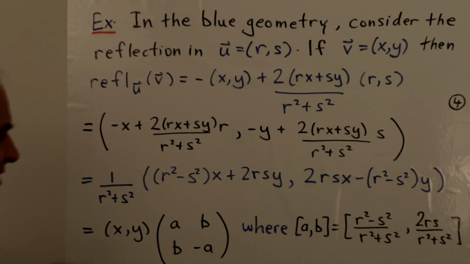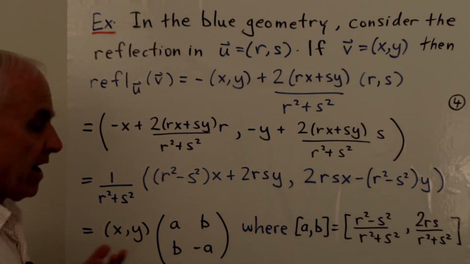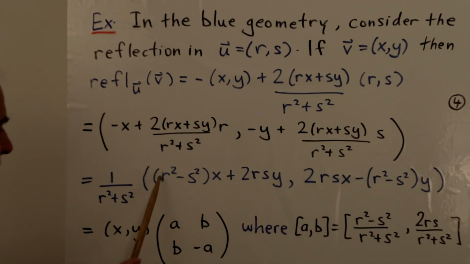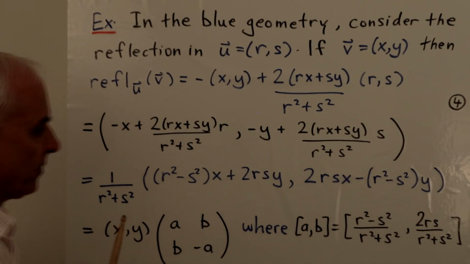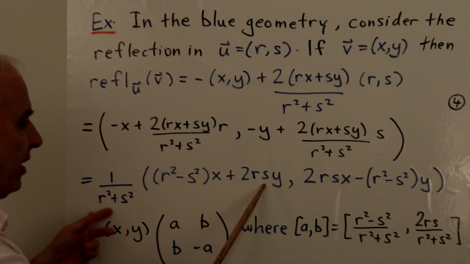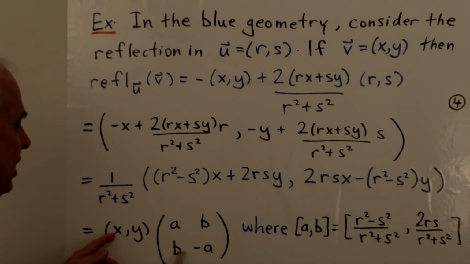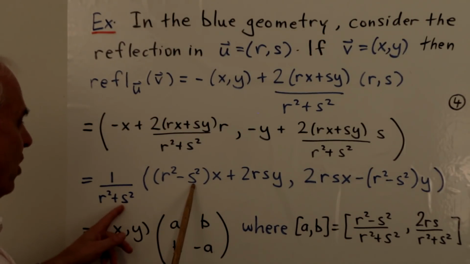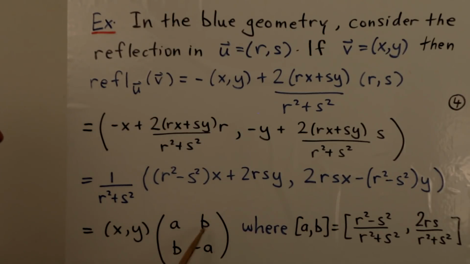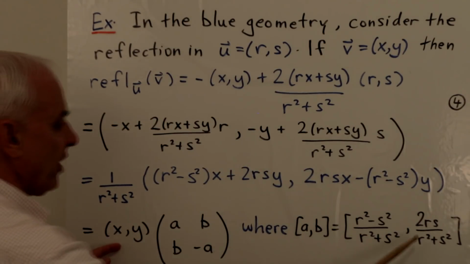Now that looks a little bit imposing until you look at it and realize that the coefficients appearing here are in fact very familiar. Because we have an r squared minus s squared over r squared plus s squared, and that's occurring there and also over here. And the other one is 2rs over the same thing, and that's occurring here and here. So we can write the whole thing as xy times a, b, b, minus a, where the a is r squared minus s squared over r squared plus s squared. The b, this one or that one, is going to be the 2rs over r squared plus s squared.